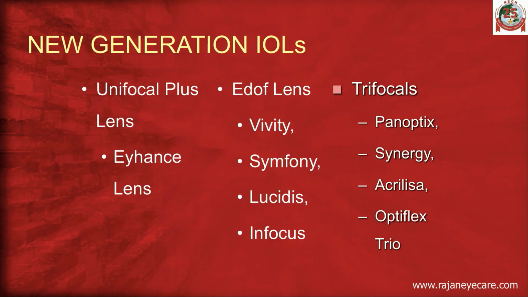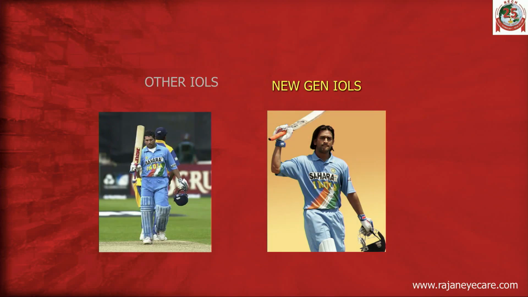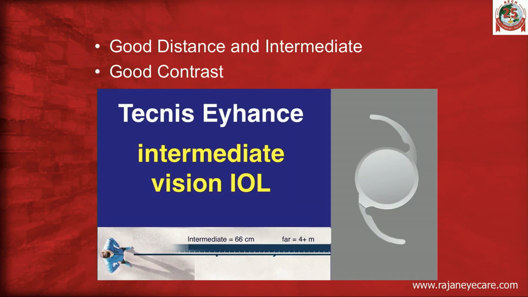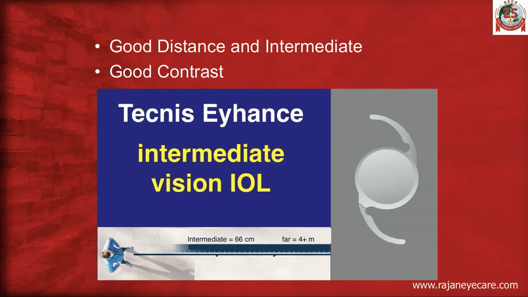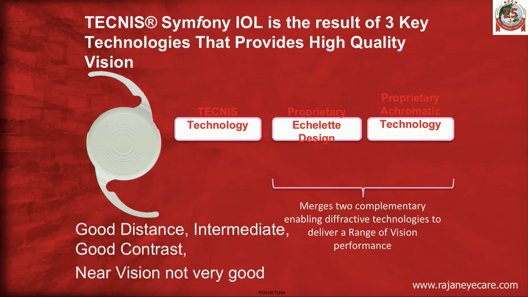But the problem is we have new generation IOLs. Sandhya was beautifully talking about the unifocal plus lens; we call it the high-add lens. The EDOF lenses: VVT, Symphony, Lucidus, Infocus, trifocals, Panoptic, Synergy. So many other companies are coming out with newer technology, other IOLs, the new generations. I'll just quickly go through them. The advantage of the high-add lens is good distance and intermediate, but for near vision you need to wear glasses. Symphony lens again, good distance, intermediate, good contrast, near vision not very good.